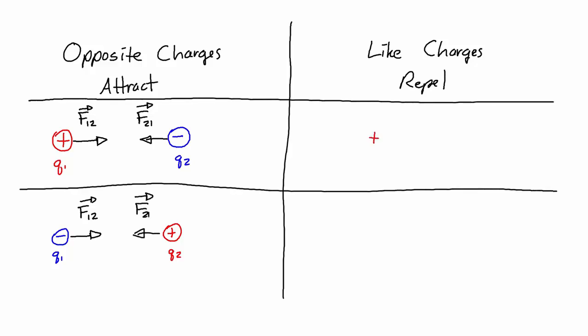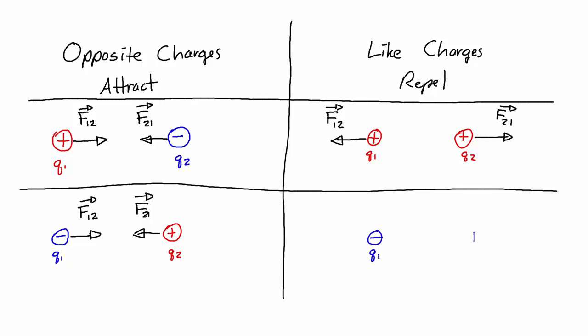Like charges, on the other hand, repel. So if I have positive Q1 and positive Q2, then they repel. The force on 1 exerted by 2 tends to push 1 away from 2. One of the things that's important to note about these being an action-reaction pair is that these forces are always going to have equal magnitude. It's one pushing against the other.